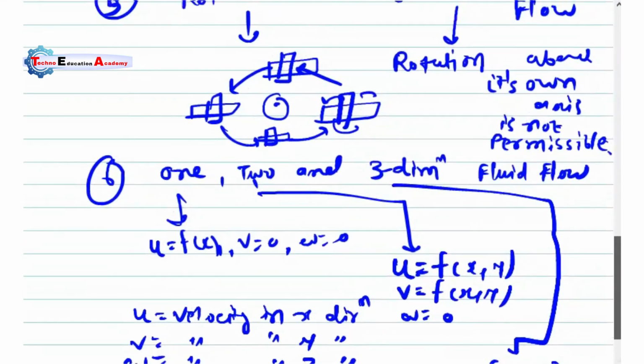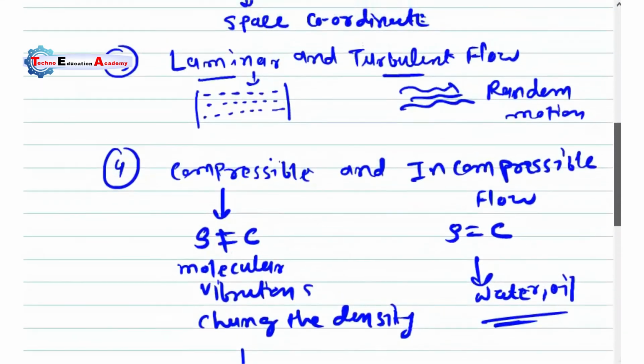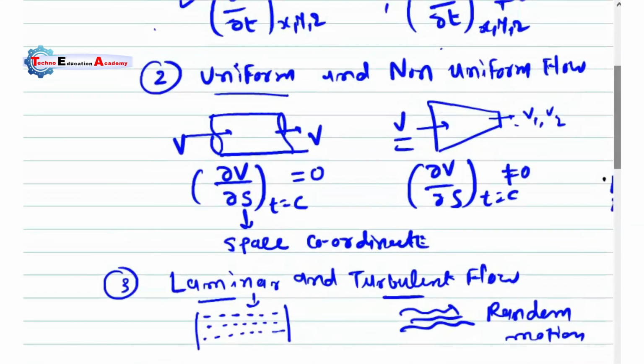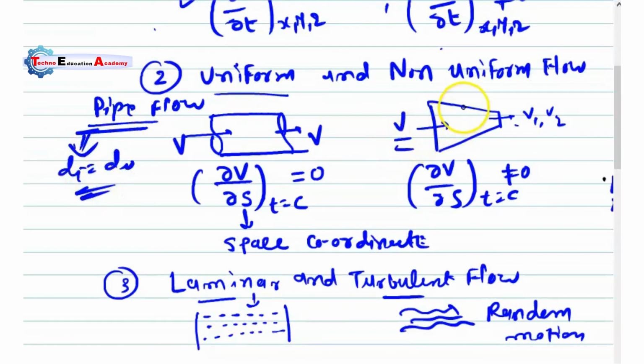This is all about types of fluid flow. In this, one example of uniform and non-uniform flow is remaining. Uniform flow is nothing but pipe flow. Uniform pipe flow is called uniform flow whenever the diameter is constant, with inlet and outlet diameter the same. And nozzle and diffuser flow is non-uniform flow.